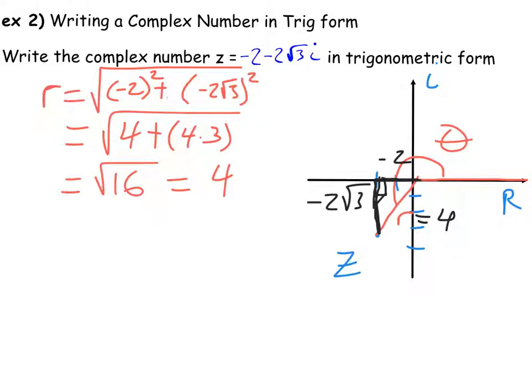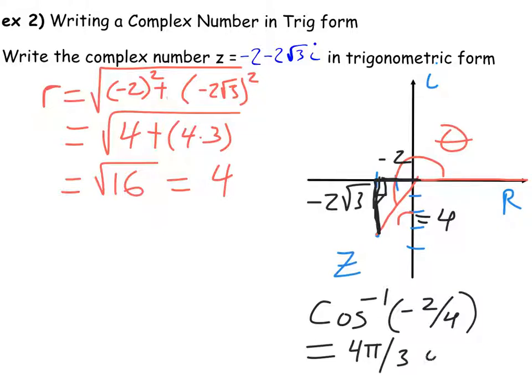Really, any inverse trig function that you want to use, because you have all 3 sides of this triangle. I'm going to use inverse cosine. Okay, that would be -1/2, which you might recognize on the unit circle at 4 pi over 3, or if you want to get it in degrees, that would be 240 degrees. Okay? So final answer for our complex number z.